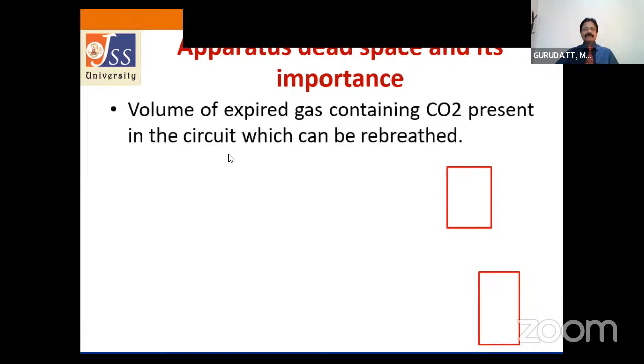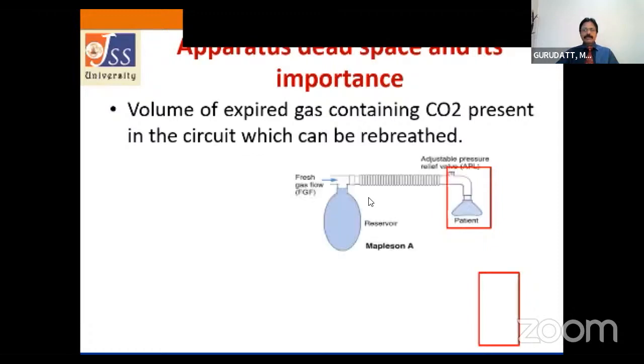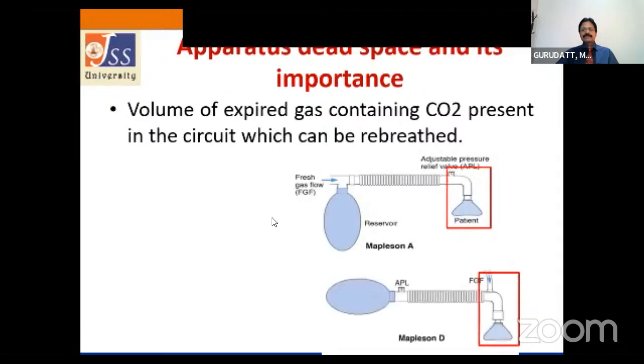it is defined as the volume of expired gas containing carbon dioxide present in the circuit, which can be rebreathed. Up to that level, rebreathing of expired gases with carbon dioxide can occur. Beyond that, there won't be rebreathing of expired air containing carbon dioxide. In a Mapleson A circuit, it is from the patient to the expiratory valve. Up to here, there can still be chances of rebreathing of expired gas containing carbon dioxide.